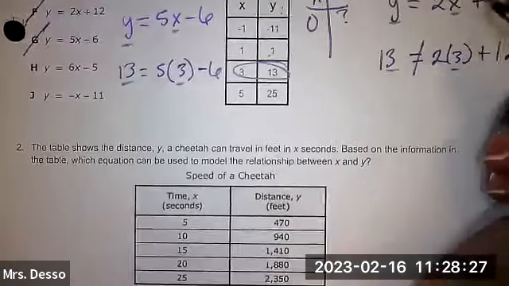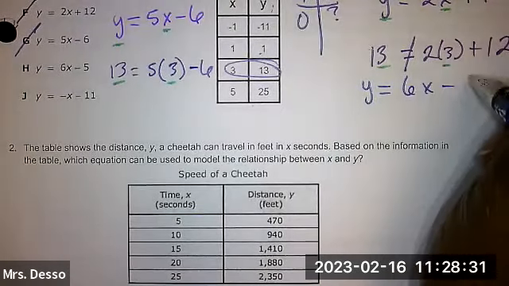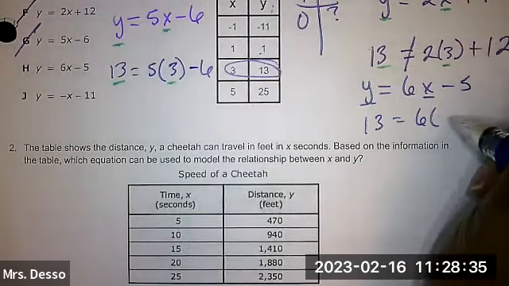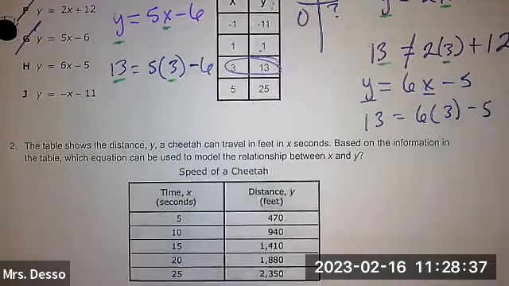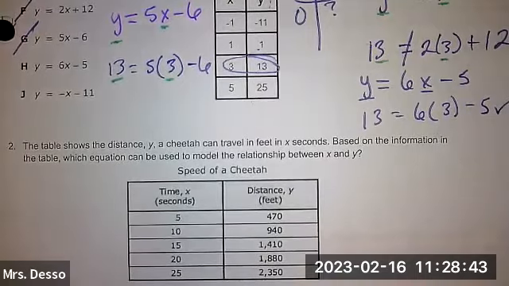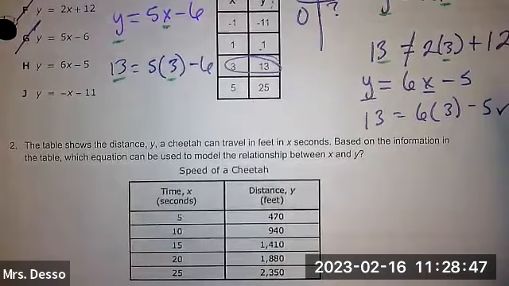Do the same with answer choice H. I'm substituting for my x and y. I'm going to use those same values. 6 times 3 is 18. 18 minus 5 gives me 13. That one works there. I want to double check and make sure it works with J.